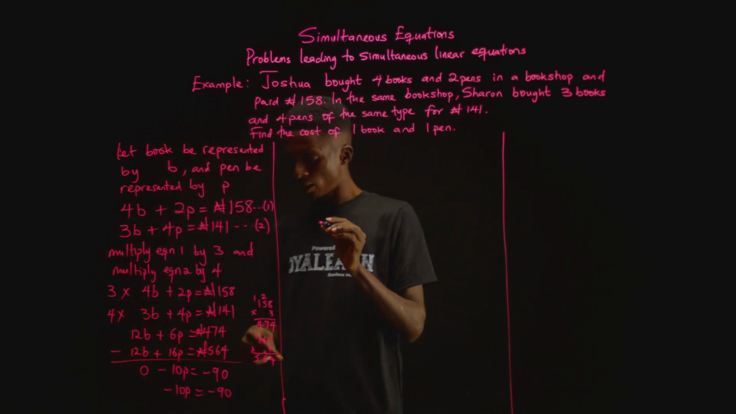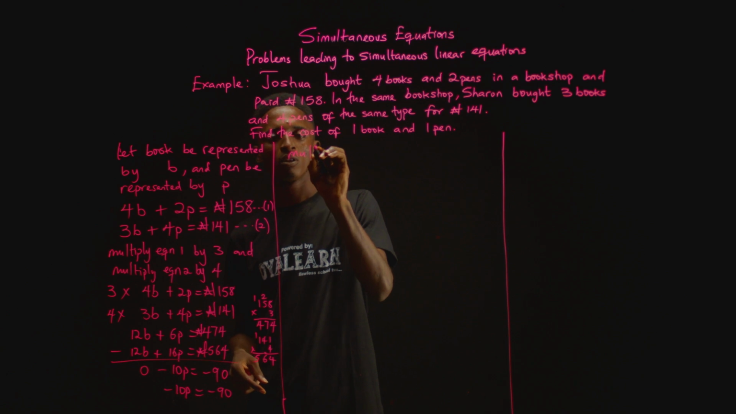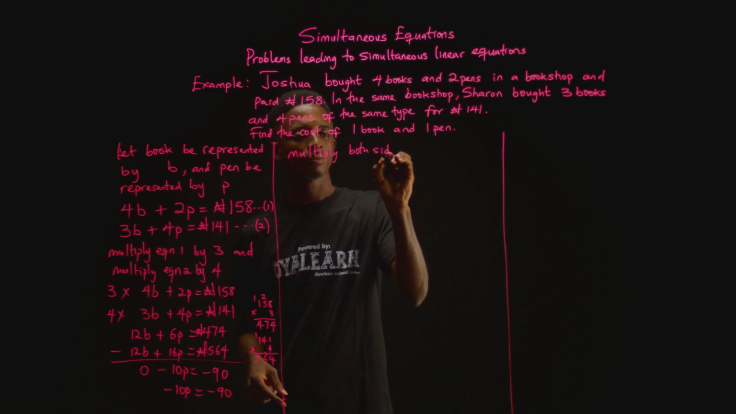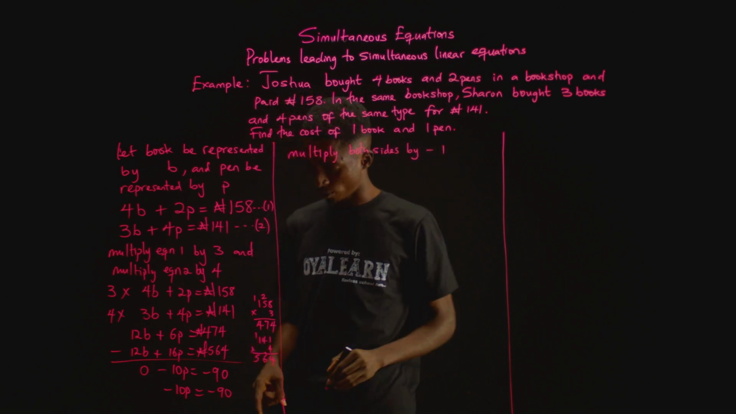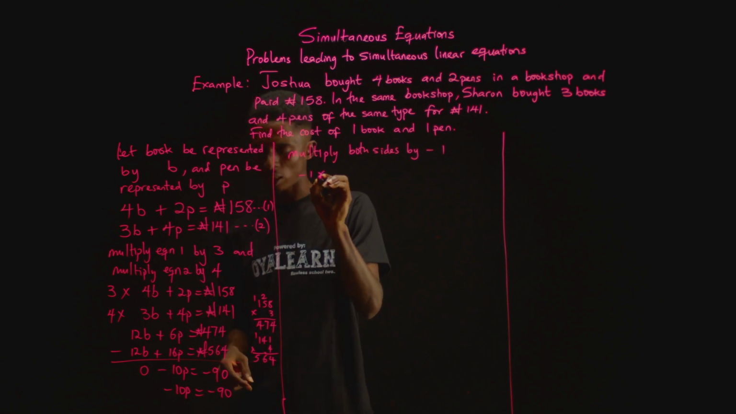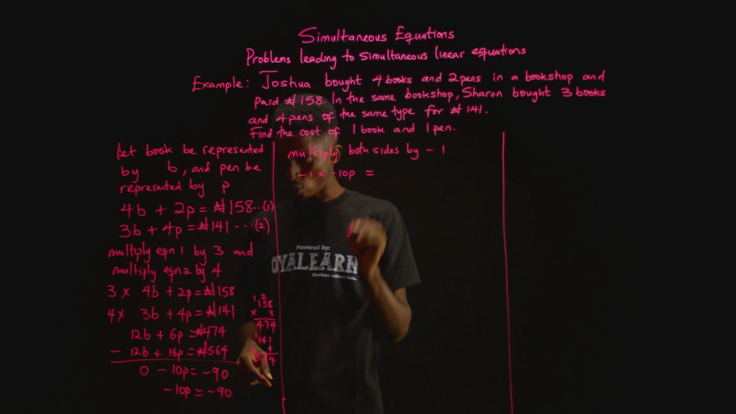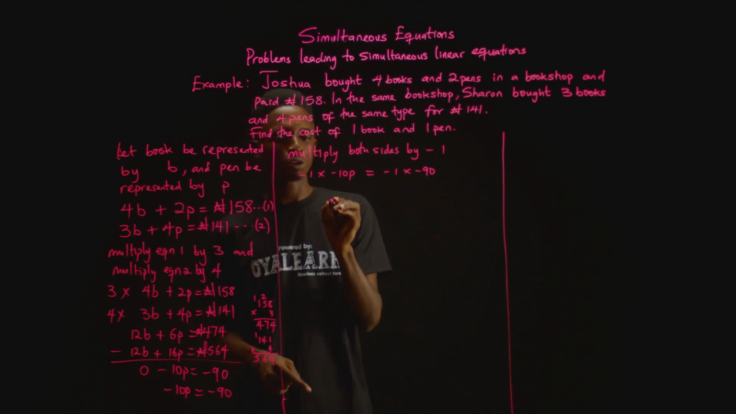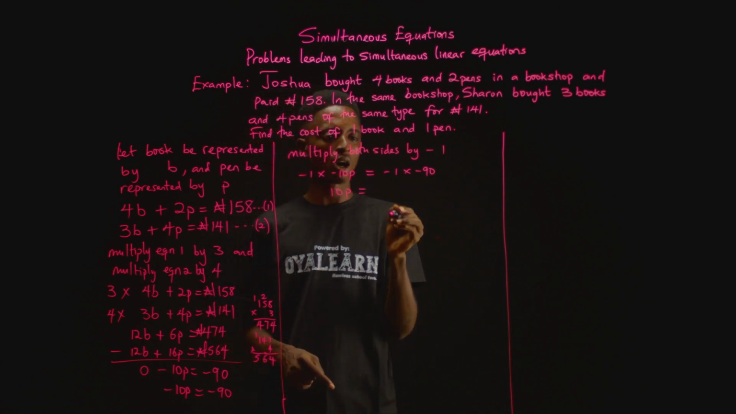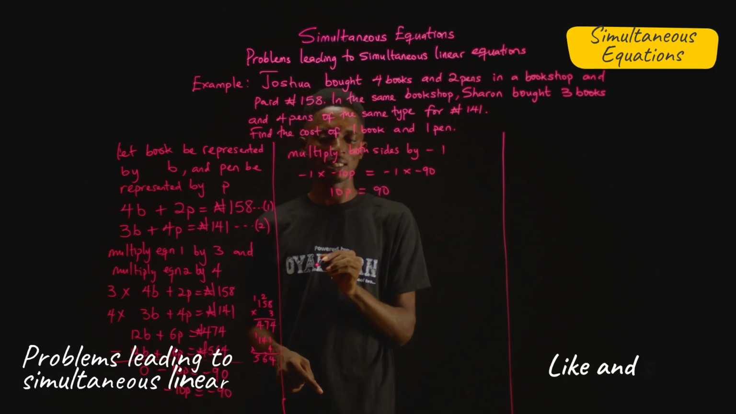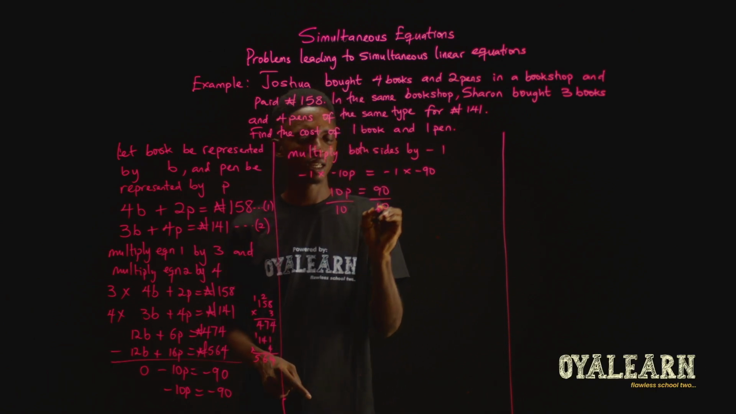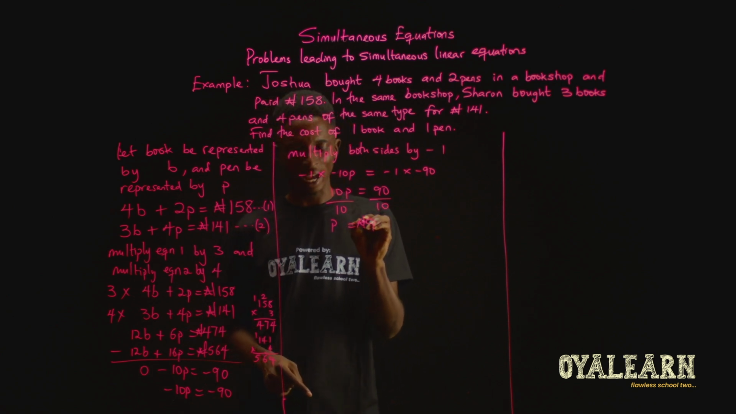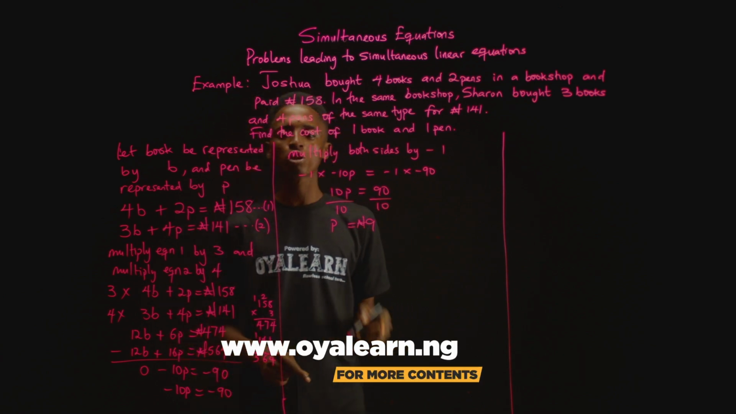Now, when we take this up here, we multiply through both sides by minus 1. And then we'll have minus 1 multiplied by minus 10P equals minus 1 multiplied by minus 90. And this will give us 10P equals 90. And when we divide both sides by 10, we see that the cost of each pen is 9. So we have 9 naira. So we have gotten the cost of a pen.